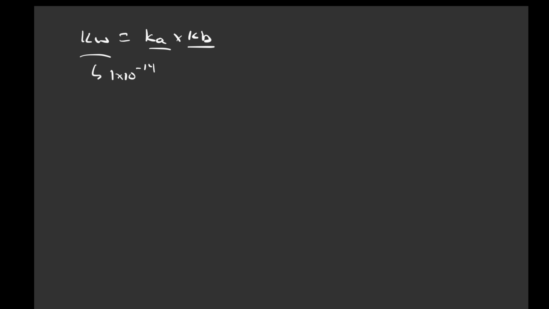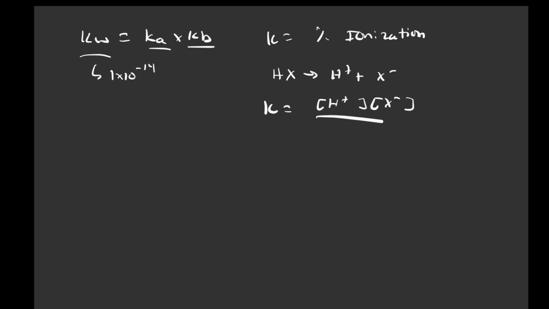So if you remember that K is equal to the percent ionization, that means how much of our substance dissociates or ionizes into two or multiple different things. If we write a generic acid, let's say HX goes to H plus and X minus, well, think about it. The K expression would be the concentration of H plus times the concentration of X minus over the concentration of HX.